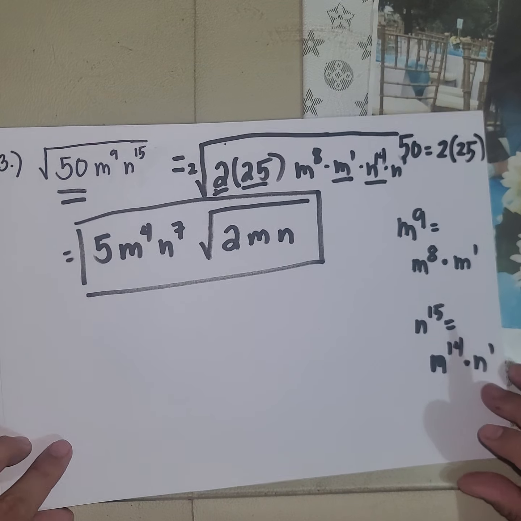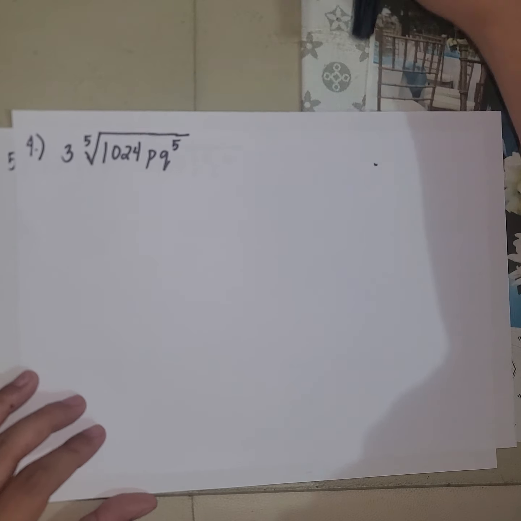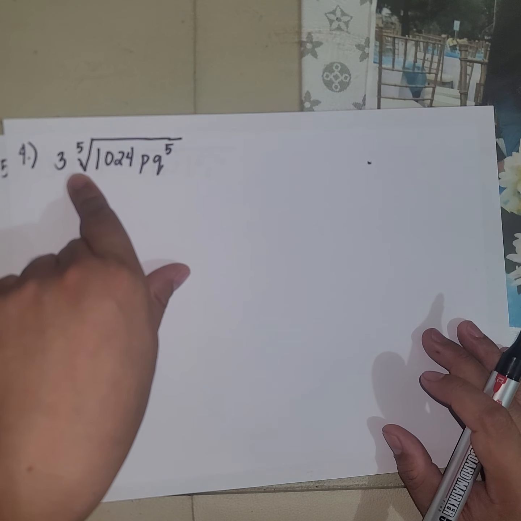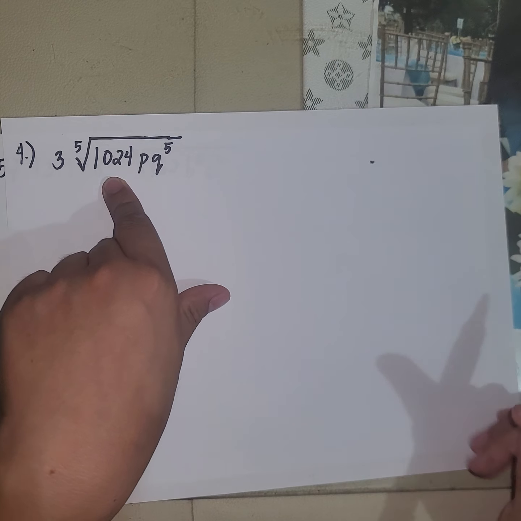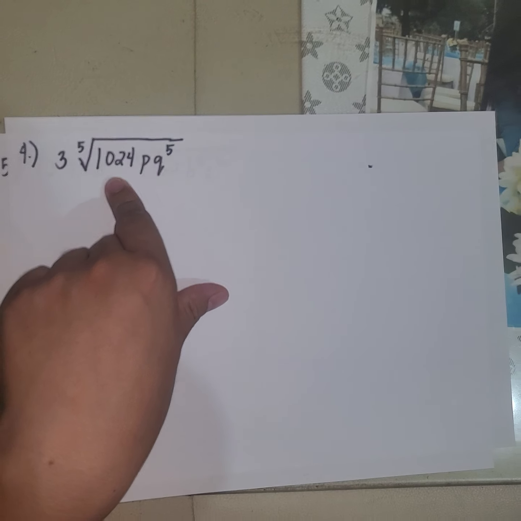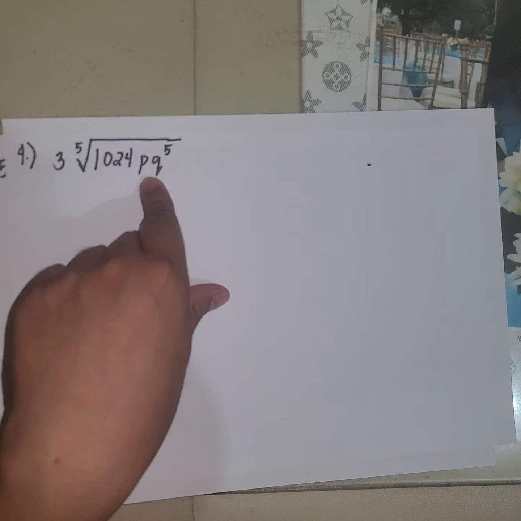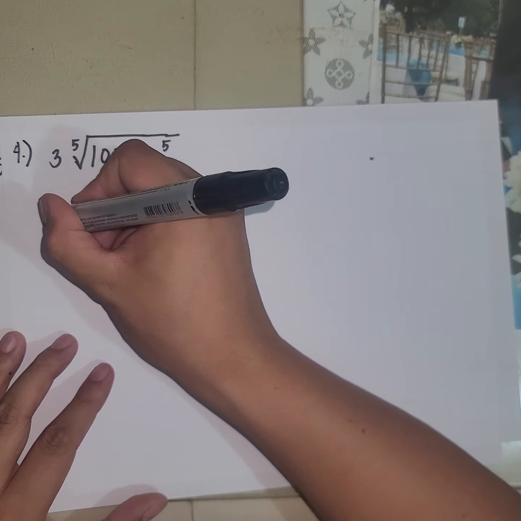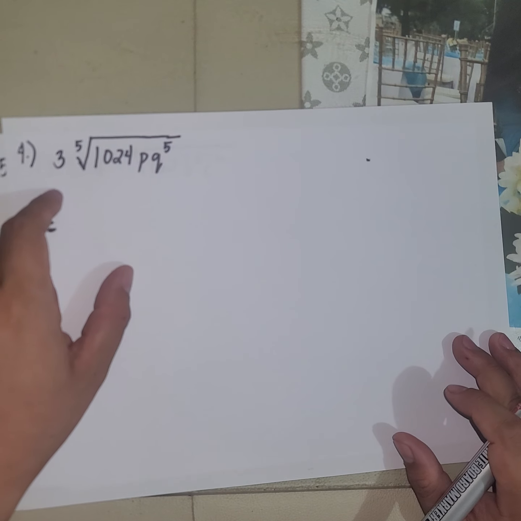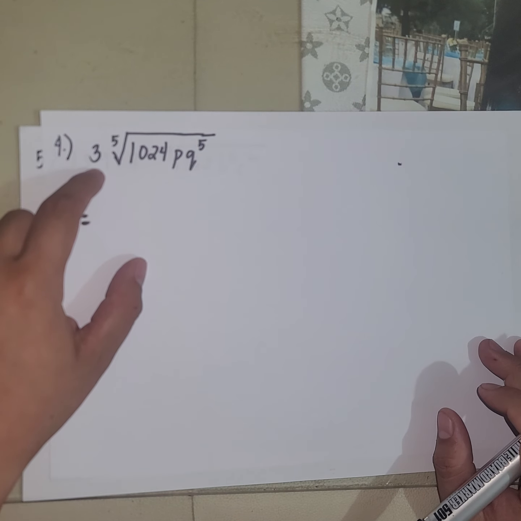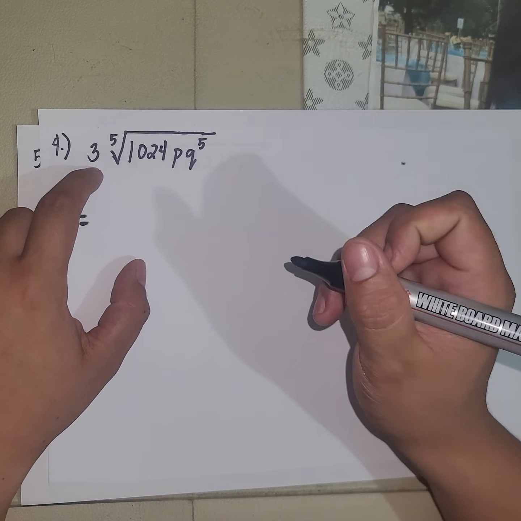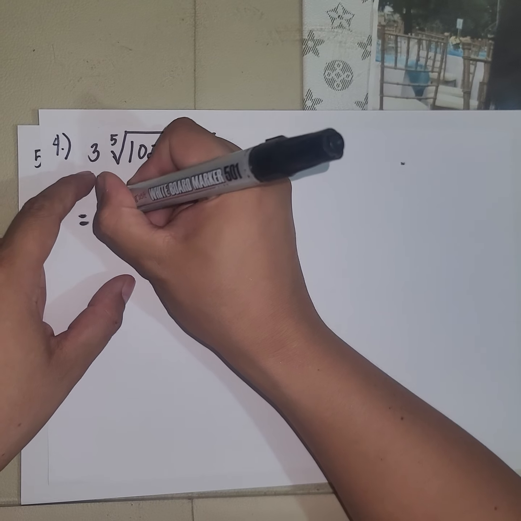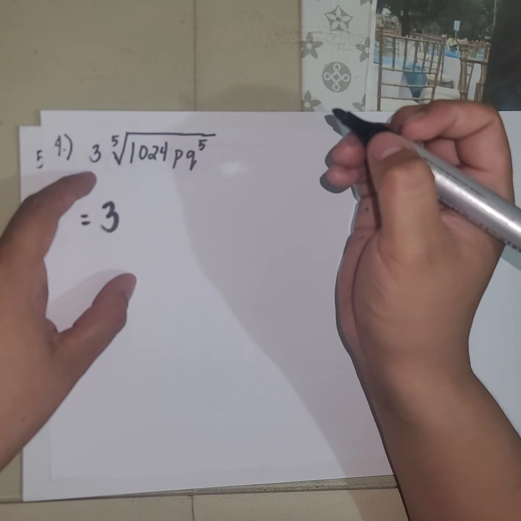Okay. Next, number 4. So, we have 3 multiplied by the fifth root of 1024 pq raised to 5. Okay. So, ganito lang pag-simplify nito. Tandaan na, the 3 here, itong 3 na to, whole number yan. Kung whole number, kung anong makuha mo ang sagot dito, i-multiply natin ng 3. So, copy 3.